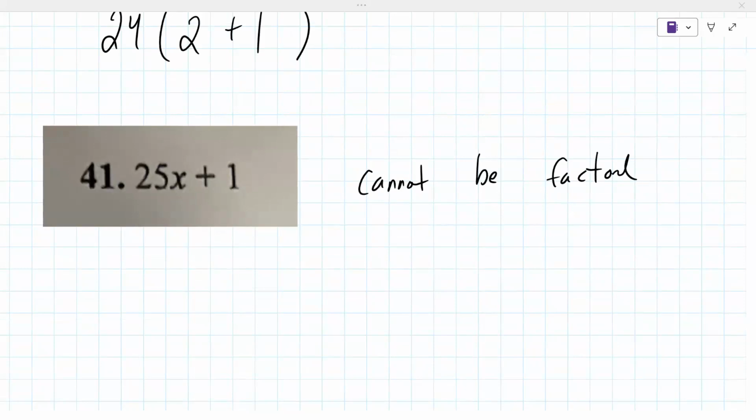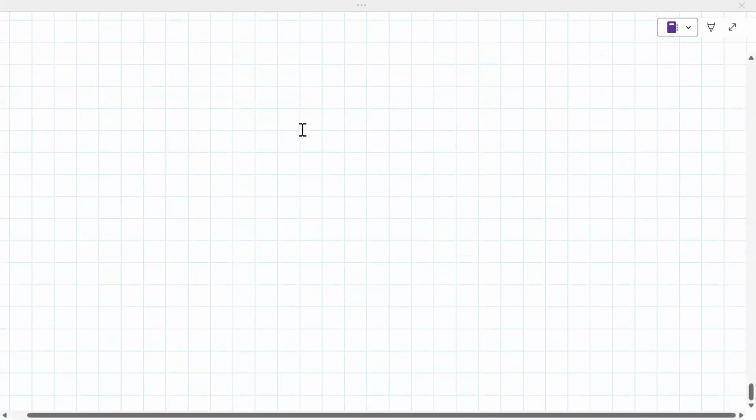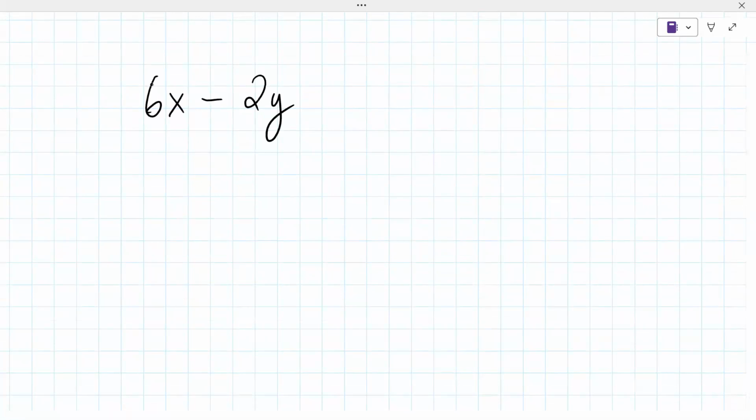All right, we got a few minutes left. Are there any other questions or group of questions you want some more practice with? I think this. Okay, let's try a few more here. 6x minus 2y. 2 and then in parentheses 3x minus 1y. Very good.